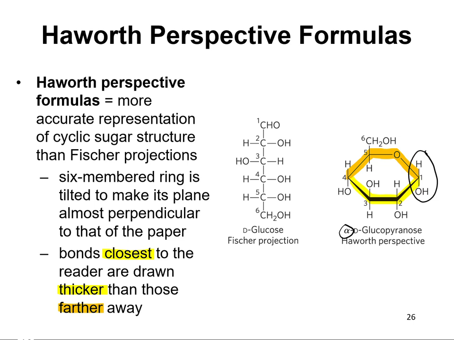I also want you to recognize glucose in the Haworth perspective. So in the ring form, I want you to recognize alpha and beta. Glucose is a very important molecule, so I want you to recognize it in all its forms, all of its glory.